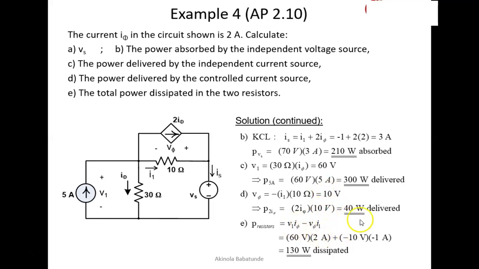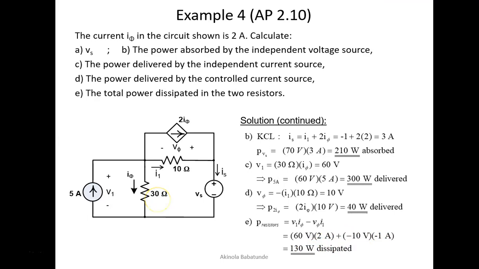So if you put all of those there, you have 60 multiplied by 2, that is 120, plus minus 10 multiplied by minus 1, that gives us plus 10. So 120 plus 10 gives us 130 watts. So total power dissipated or consumed or absorbed by these two resistors will be given as 130 watts.